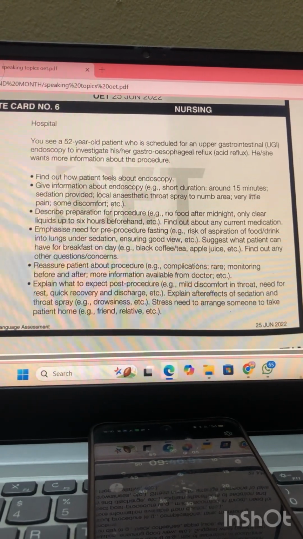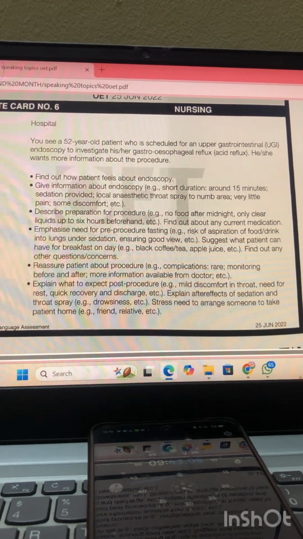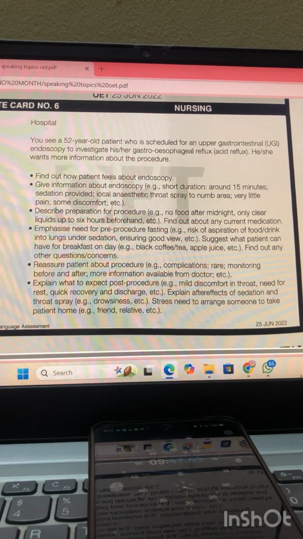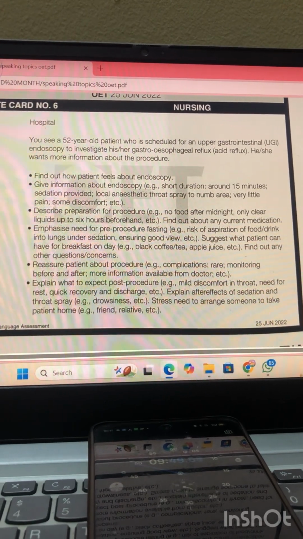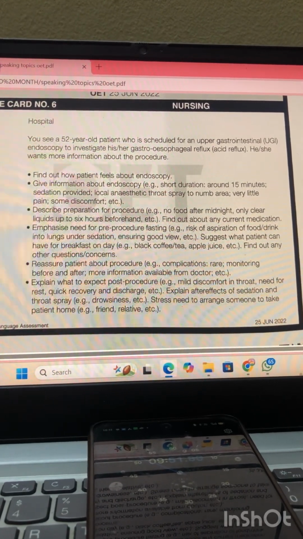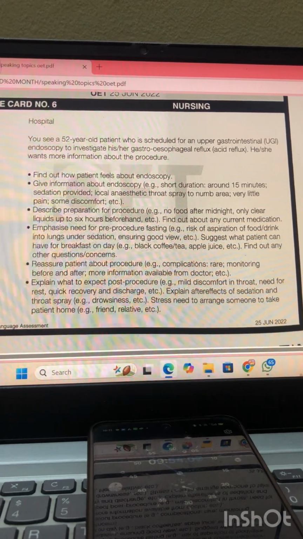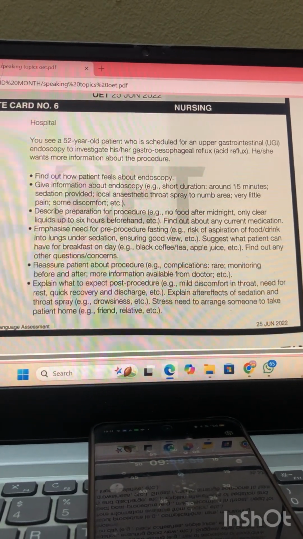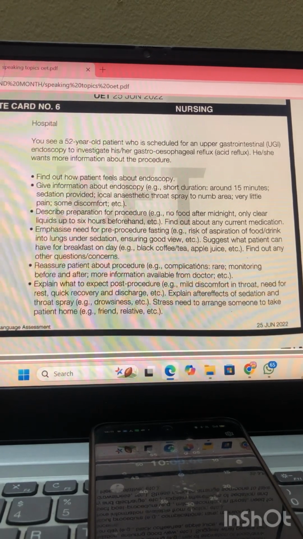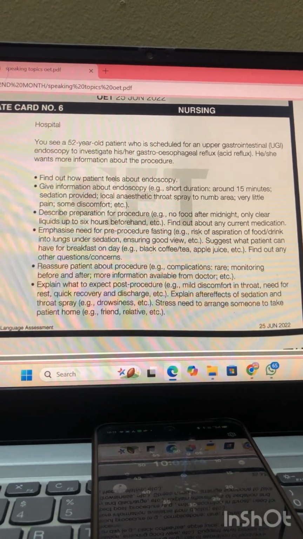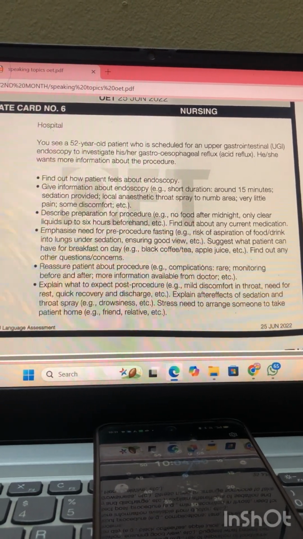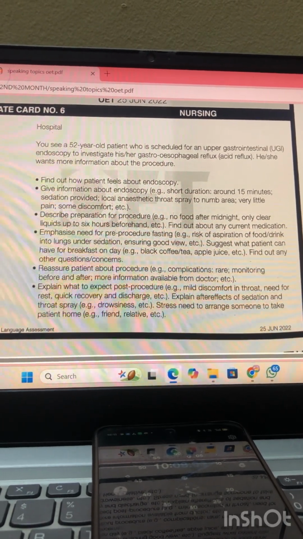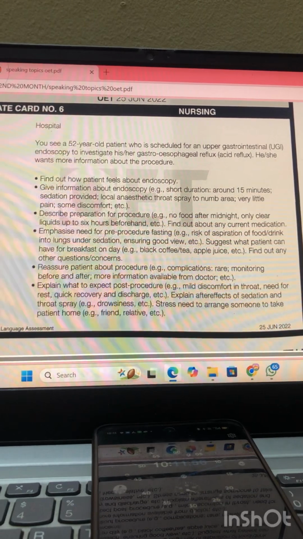Okay. So once after that, next I would like to discuss the preparation for the procedure. First thing, preparation is no food after midnight. The day before the surgery, that previous night, no food after midnight. Only clear liquid. Only clear liquid. Are you able to follow this? That also up to 6 hours beforehand. Beforehand means before the endoscopy.